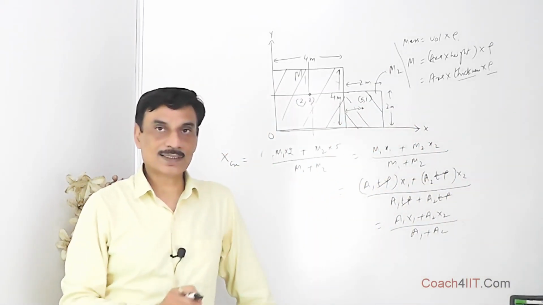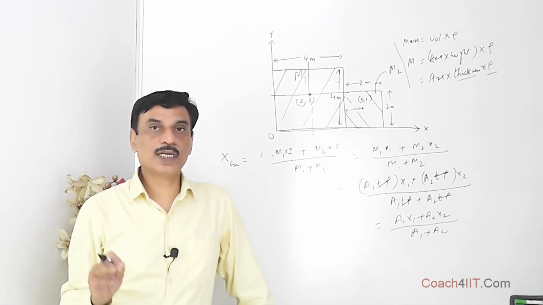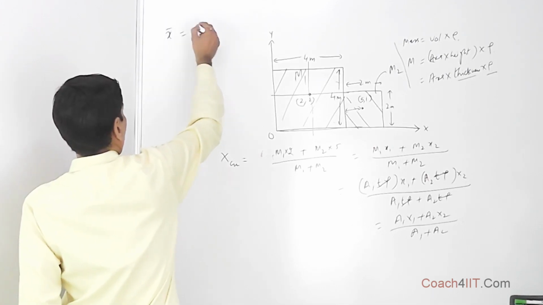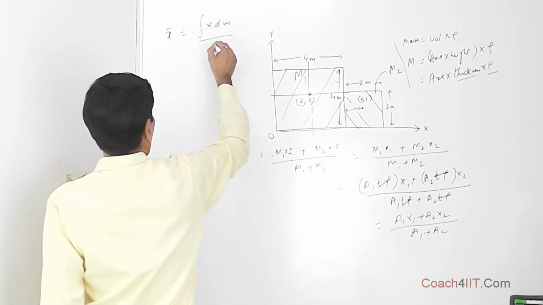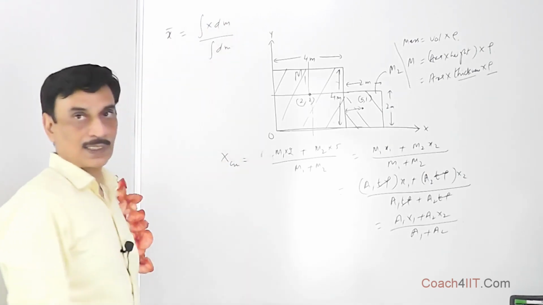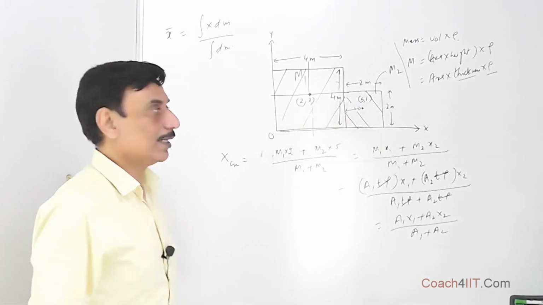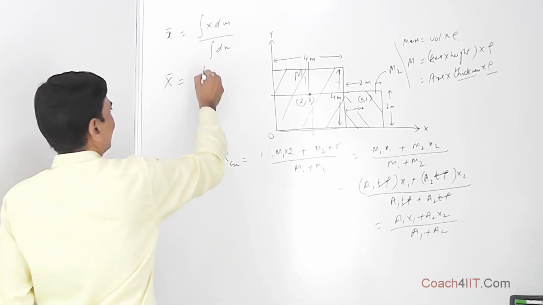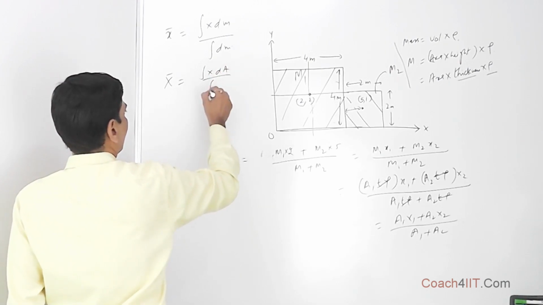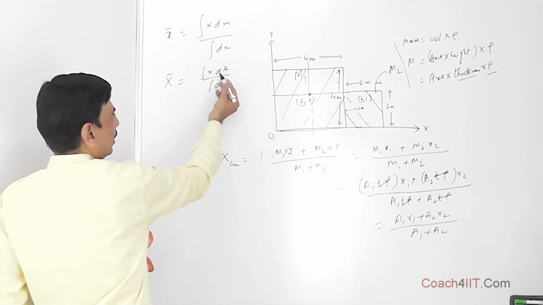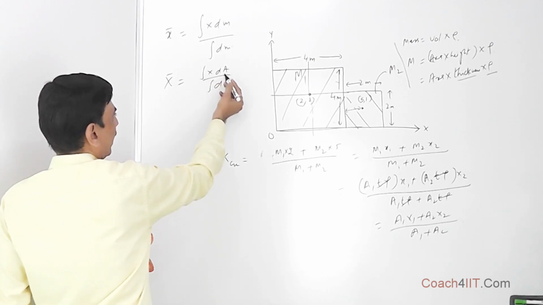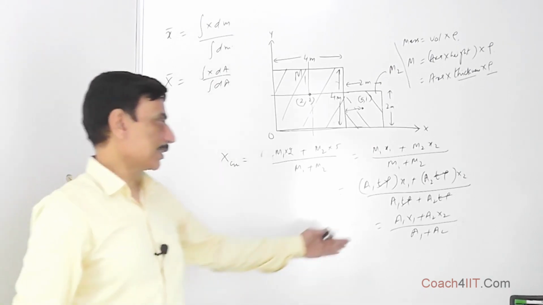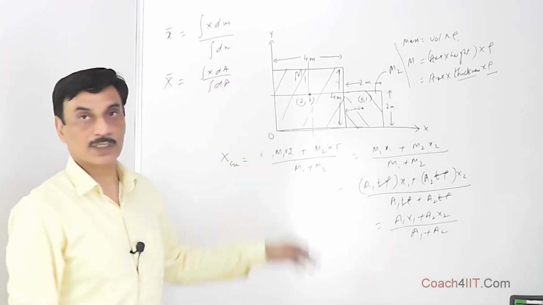If the mass is distributed over three dimensions, we can take this formula: XCM or X bar is equal to integral of X dm over integral dm. If the mass is distributed over area, the formula takes the form X bar equals integral of X dA over integral dA. That is X1 A1 plus X2 A2 plus X3 A3 over A1 plus A2 plus A3. The essence remains the same.